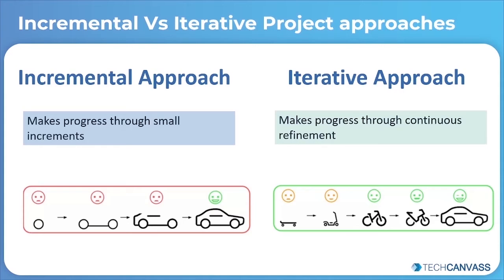Now, moving on to the differences between iterative and incremental life cycle. The main difference between these two life cycles is that an iterative process makes progress through continuous refinement, while an incremental process makes progress through small increments. For example, in a software project, an iterative approach would be to build the overall solution or product and then refine some of the areas that require improvement. Instead, using an incremental approach involves building and releasing one feature at a time, depending on priorities defined by the customer.